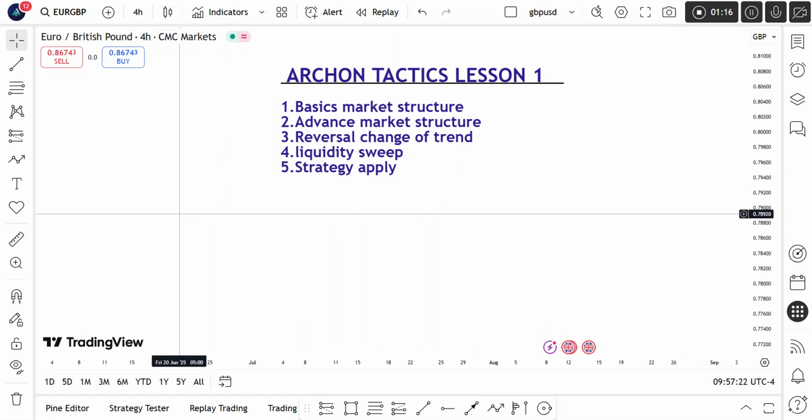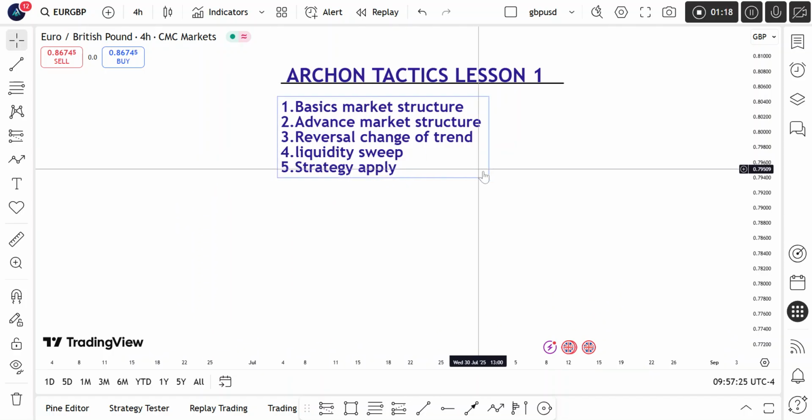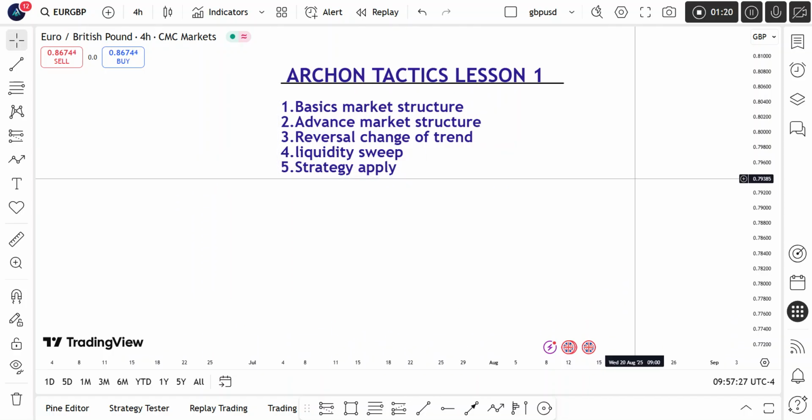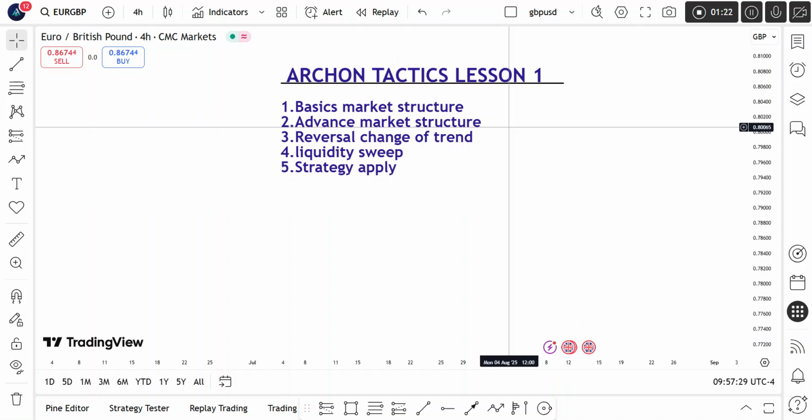Now we got our plan here. I'm going to explain to you, before going to my strategy, how it works very well and what that means.